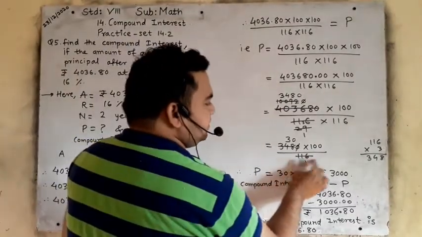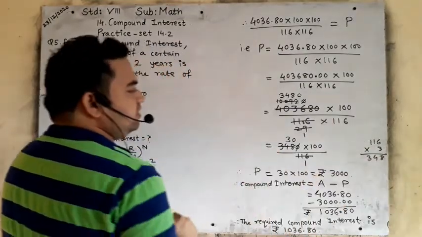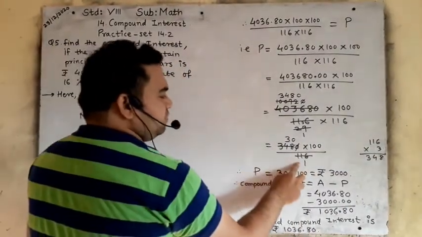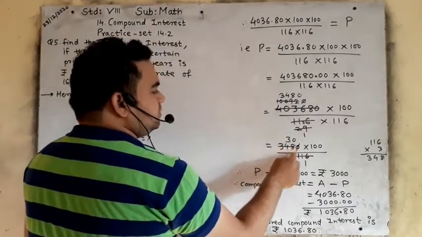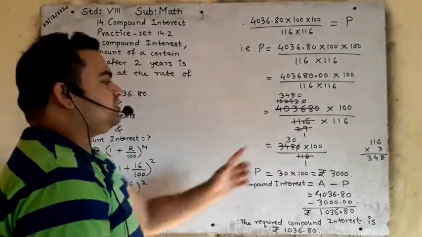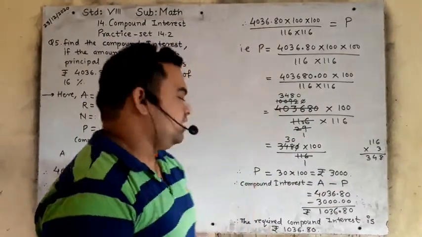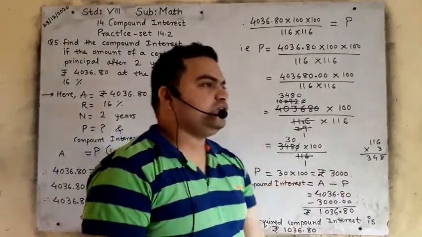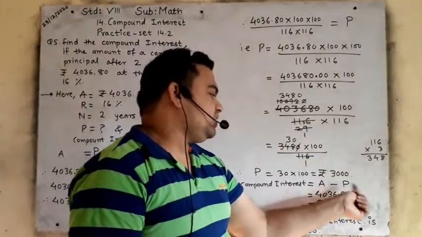Now again, see here I have written 116 ones are 116, 116 threes are 348. So these zeros are 0. So answer will be 30 multiplied by 100. Answer will come 3000 rupees. So principal will be 3000 rupees. Now we have to find the compound interest, that is amount minus principal.